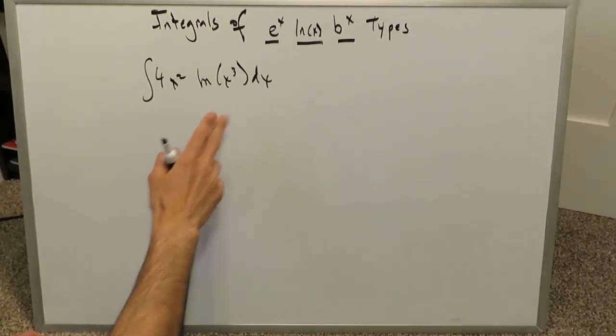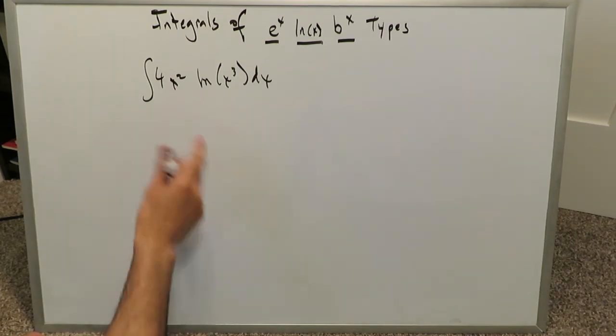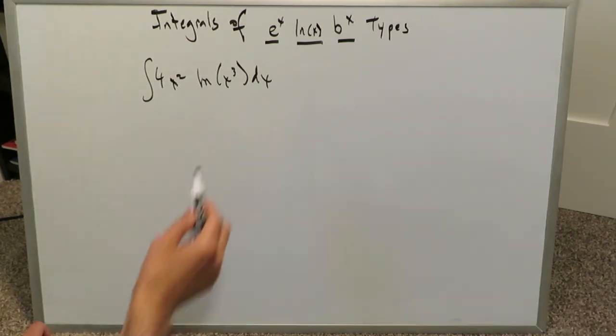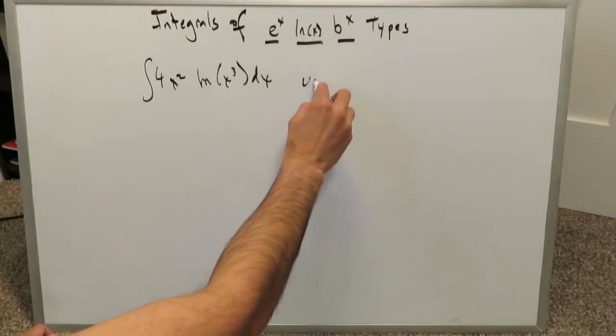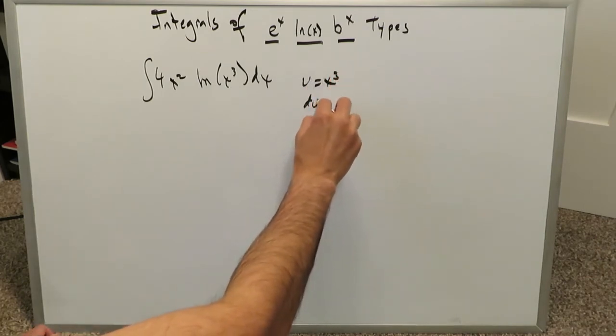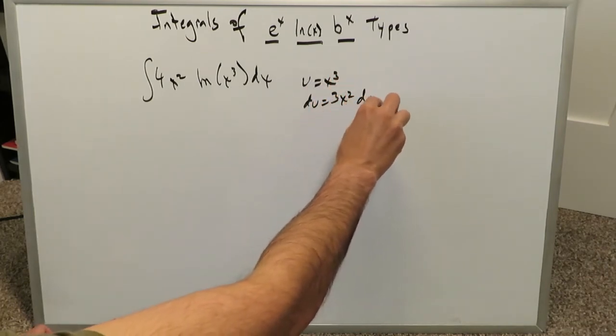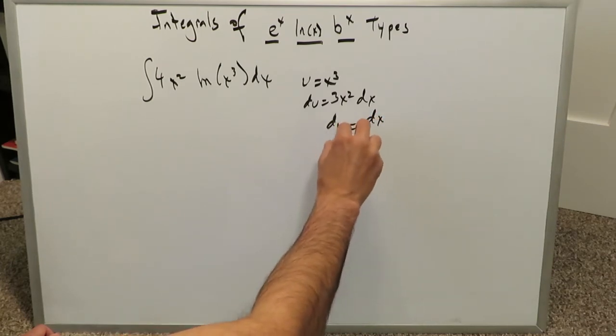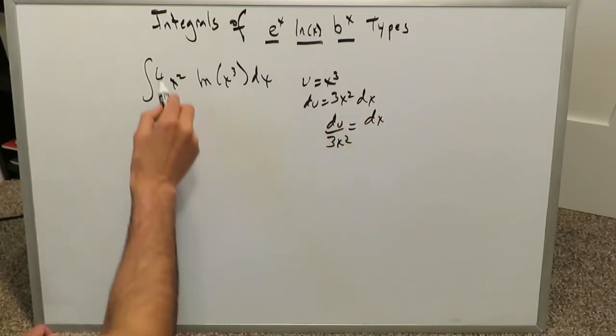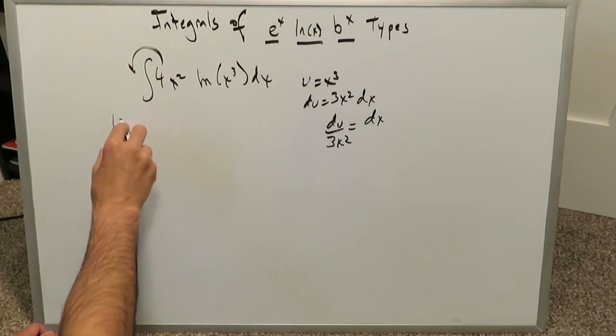Initially this question might look hard, but it isn't. You'll do again polynomial substitution, and this right here is a composite, so you focus on that. U is equal to x cubed, du is equal to 3x squared dx, and dx is equal to du over 3x squared. This coefficient can be pushed out, so let's do that.